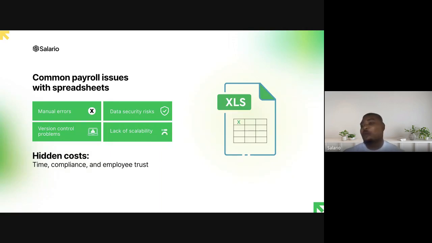Also manual errors, because anyone can go into the spreadsheet and edit any field or column that is not protected, which could lead to errors. And also the version control problem: you cannot track changes, you cannot look at the changes that have happened over time. Those are the key things that plague handling employee records and payroll on a spreadsheet.